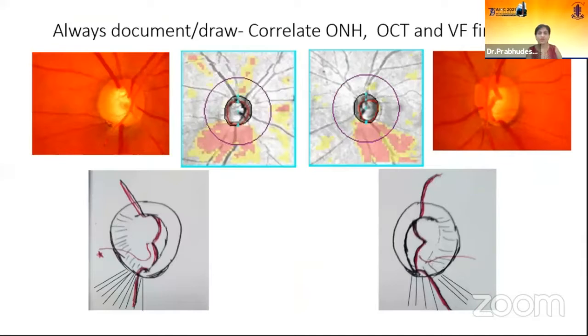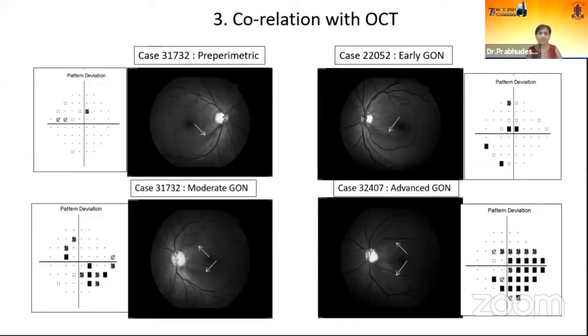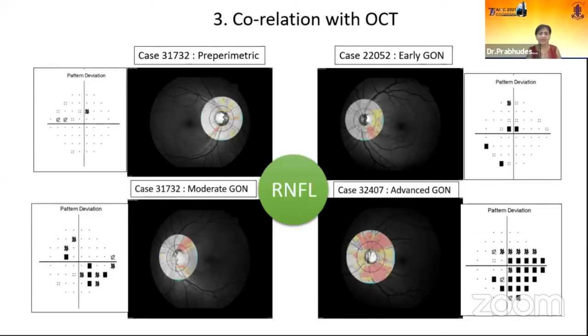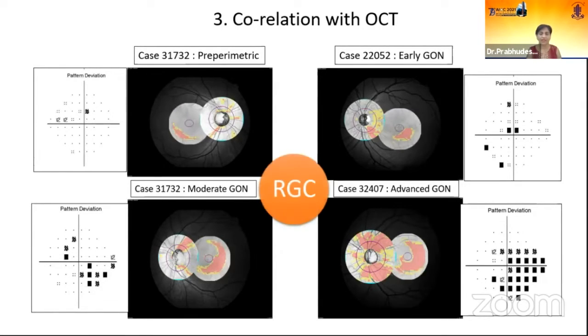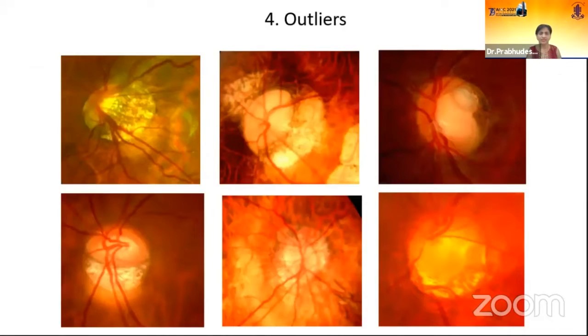So most important after this also is documentation, drawing of OCT and ONH, and also visual field findings. So this can be done. OCT will help us in identifying many conditions like preperimetric, early glaucoma, moderate glaucoma, and even advanced glaucoma, because it corresponds very well with RNFL and NRR thinning. So there are certain outliers. OCT is not helpful in this.